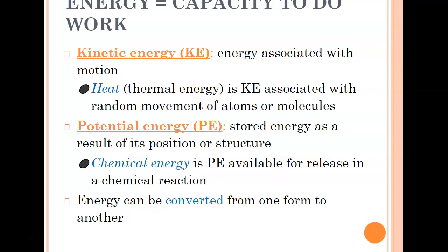Chemical energy, as I mentioned, is the biological sense: the energy available for release when a chemical reaction takes place. So when we break down or use up ATP, for example. Energy can be converted from one form to another. So if I wanted to turn chemical energy into mechanical energy and then into electrical energy, for example, it can be converted in multiple ways.